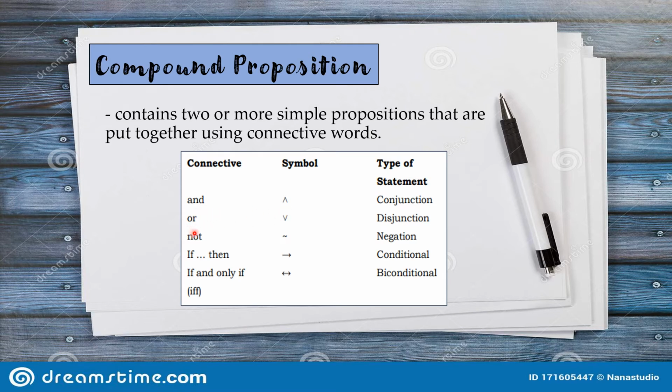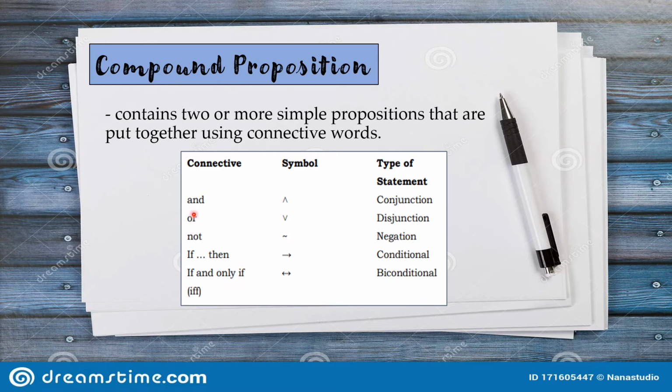For connective word or, this symbol. For the connective word not, this one. For the connective words if and then, this symbol. And for the connective words if and only if, this symbol.